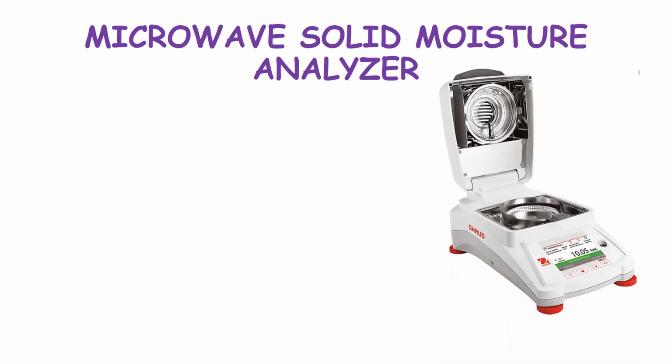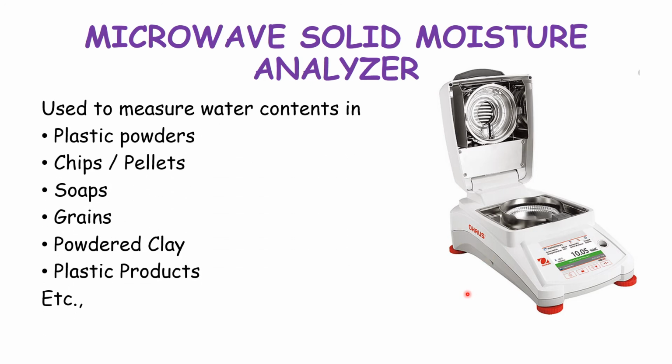The next is the microwave solid moisture analyzer. Here, as you all have ovens in your homes, this is a similar type. In a normal oven, you keep it, you heat it. Now the same thing is followed here. It is used to measure water content in plastic powders, chips or pellets, soaps, grains, powdered clay, plastic products, etc. For example, if you're going to use chips, soaps and grains, it is not possible to move them on an open conveyor belt. So we need a closed circuit. Hence we chose the microwave to measure the solid. You keep it here, you close it and you measure it.